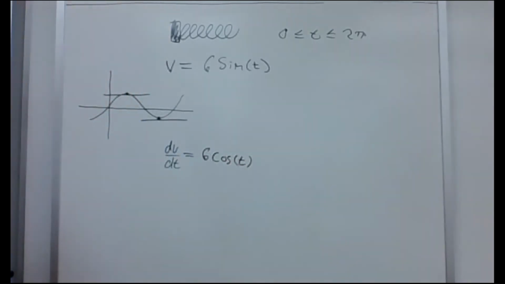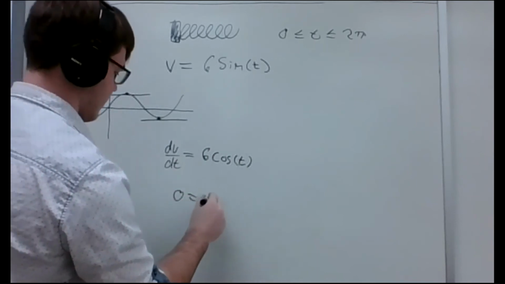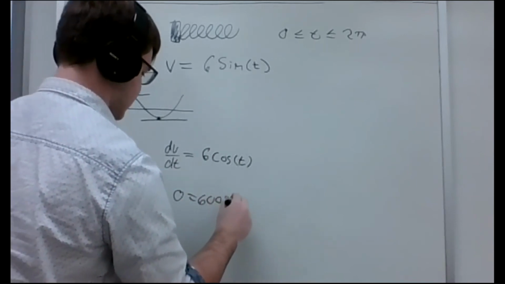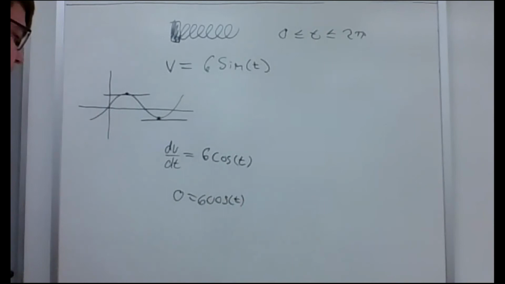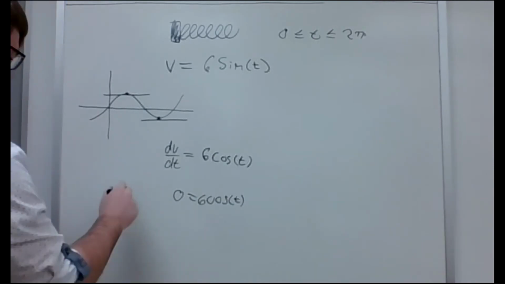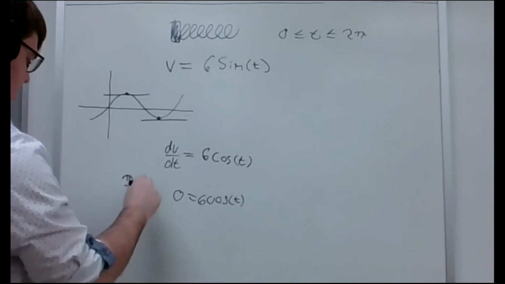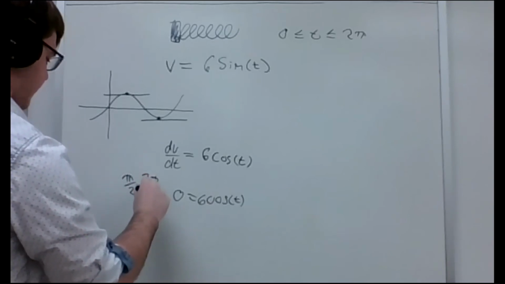So this one's pretty simple, right? Then we just set this equal to 0, cosine t. And so where does this function equal 0? Well, this is where knowing your unit circle can be handy, because we know that cosine is going to equal 0 at pi halves and at 3 pi halves.